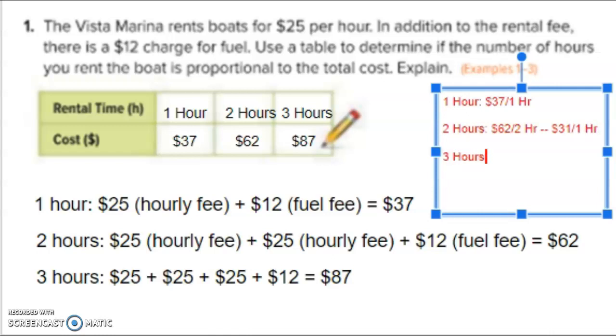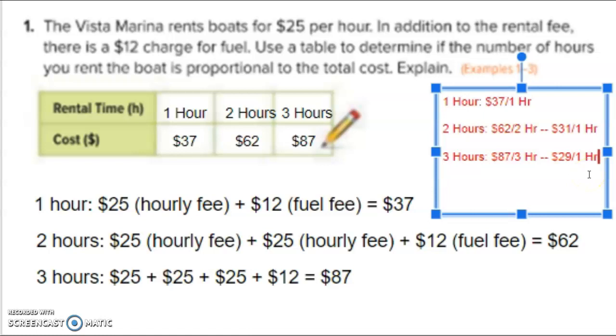And then for 3 hours, the information in my chart says it is $87 for 3 hours. And again, I can find my unit rate or reduce my fraction or my ratio, whatever you want to call it, by taking numerator 87 divided by denominator 3 hours, and I get $29 for 1 hour. Now, hopefully you guys can see that 1 hour, 37 over 1, 2 hours, 31 over 1, and 3 hours, 29 over 1, are not the same fractions.